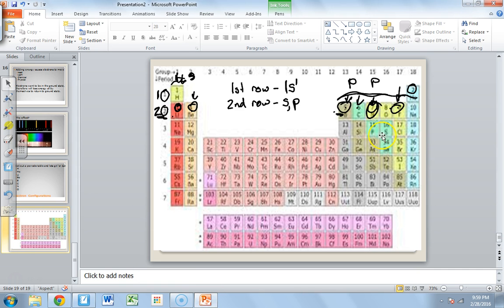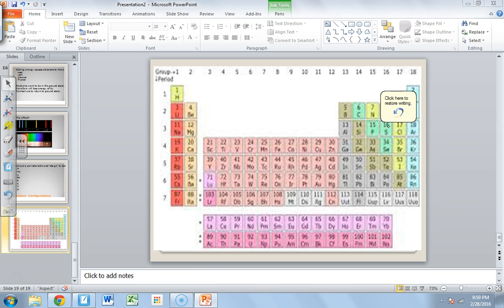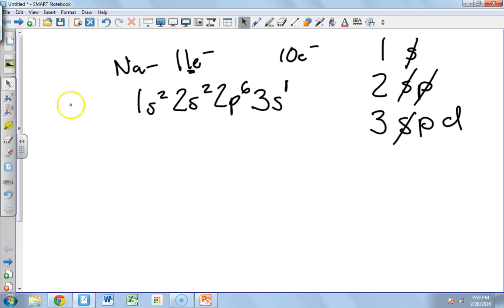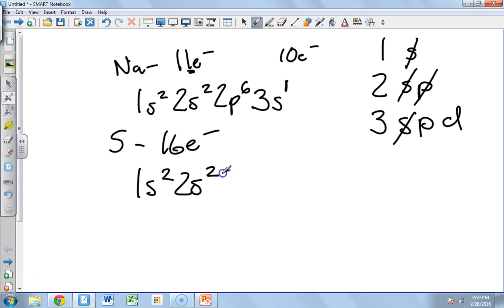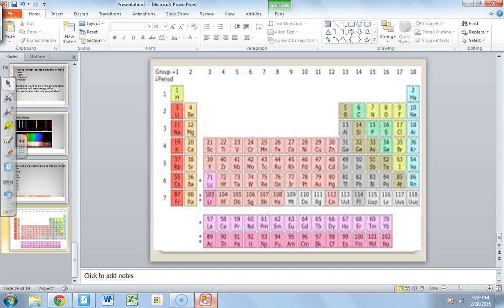Now, I'm not going to go through all of them, but let's go to sulfur. Sulfur, element number 16, so 16 electrons. Again, we're going to start at the lowest possible place to put electrons: 1s2, 2s2, 2p6, 3. Now let's just go backwards.